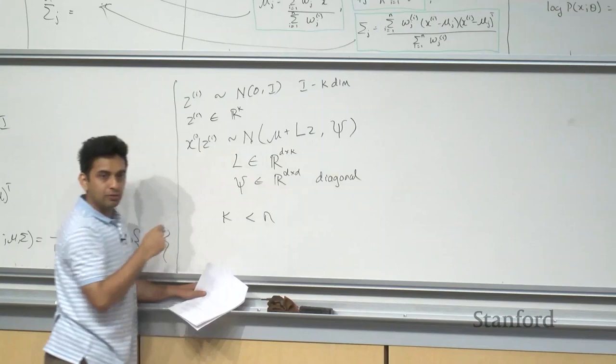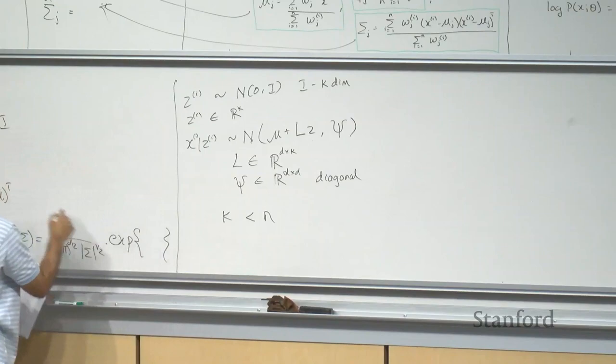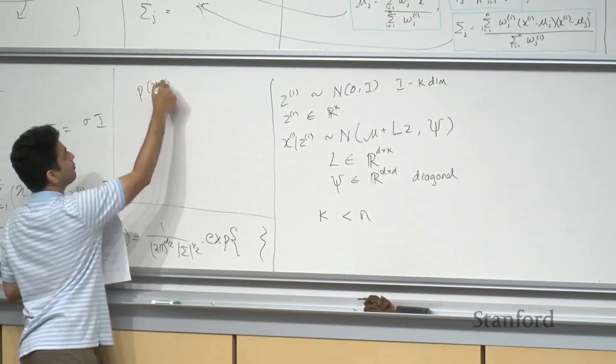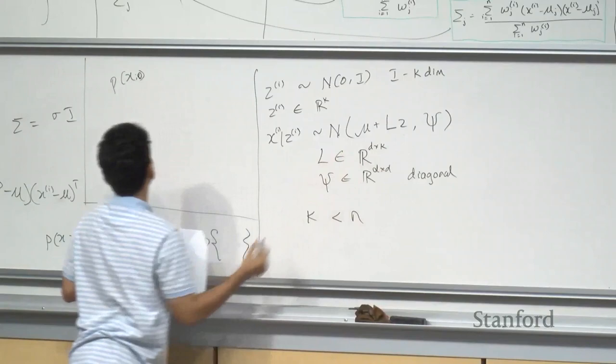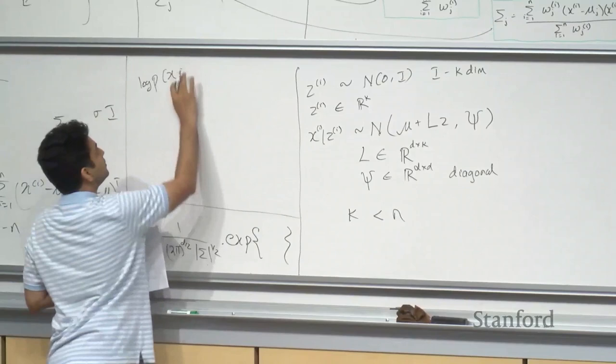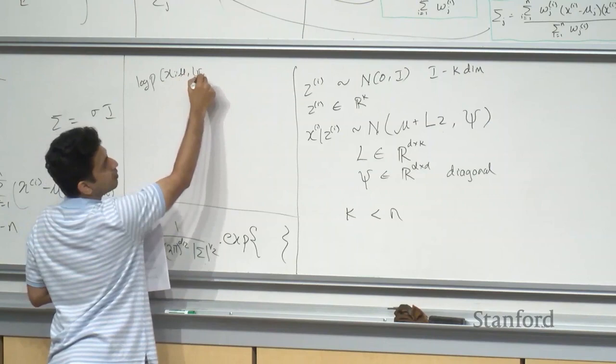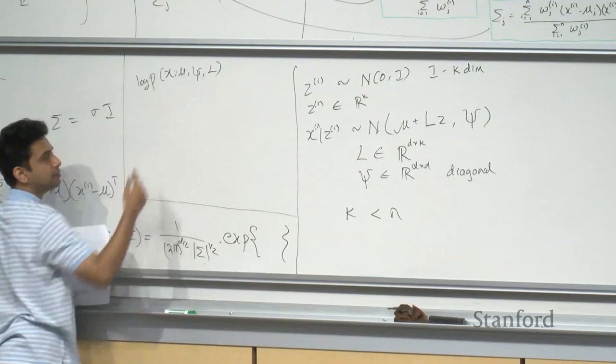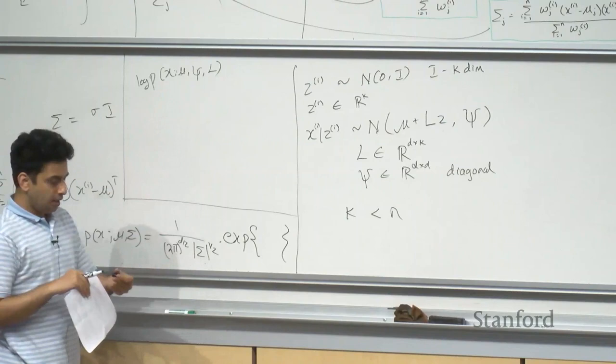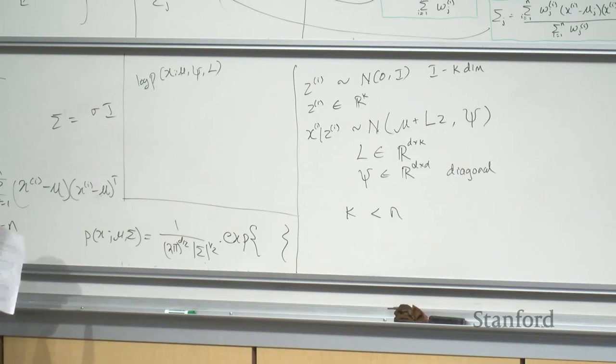The goal here is to fit, as with all probabilistic unsupervised models, p of x given theta. In this case, theta is mu, psi, and L. Right, and we want to find these mu, psi, and L such that we have a probabilistic model or a density estimator over x's. And there are many interesting scenarios where this can happen.